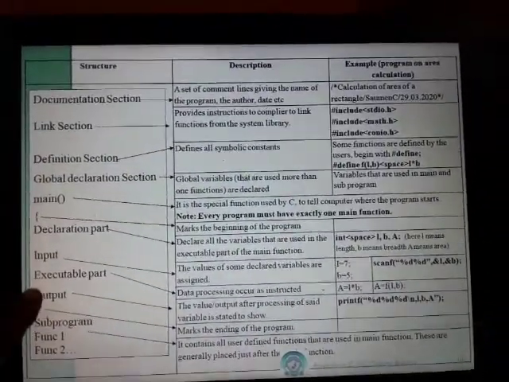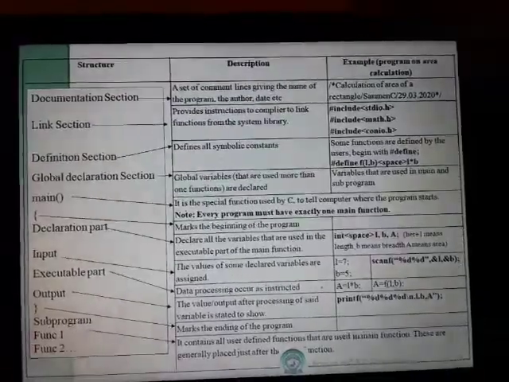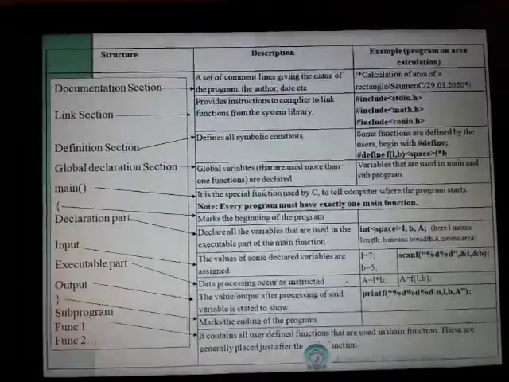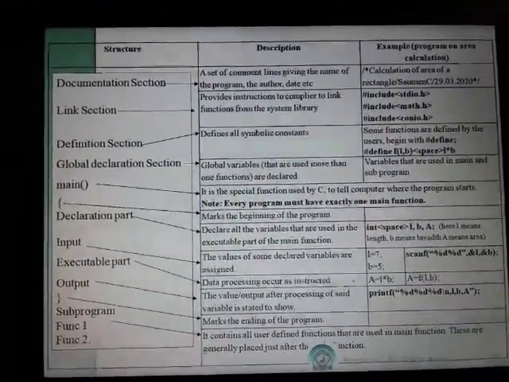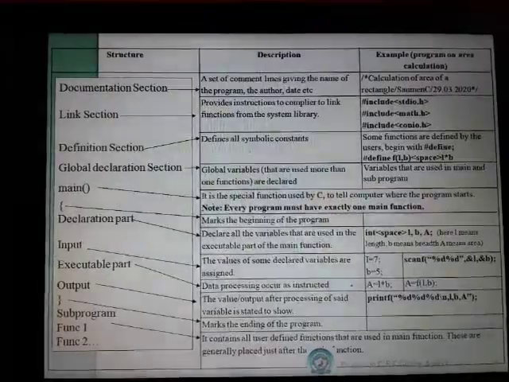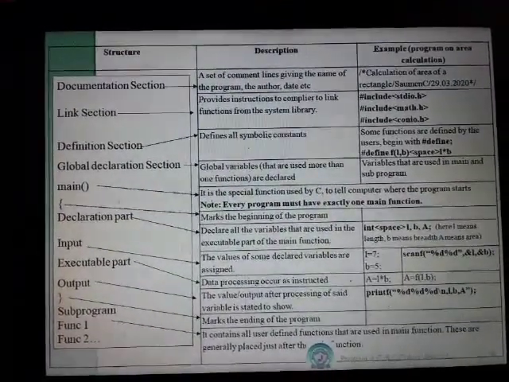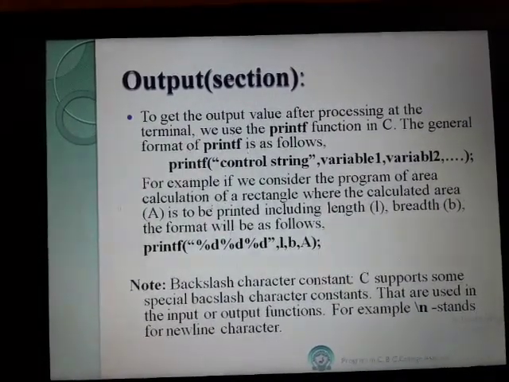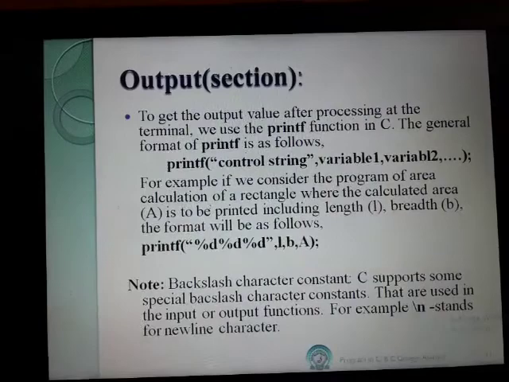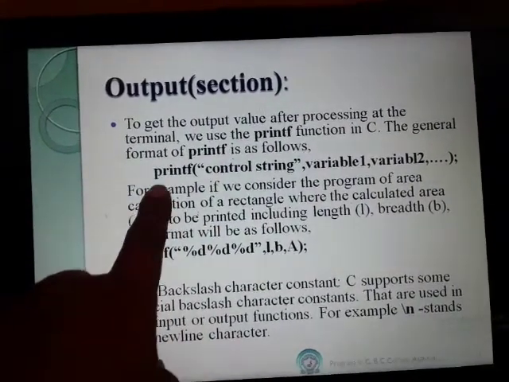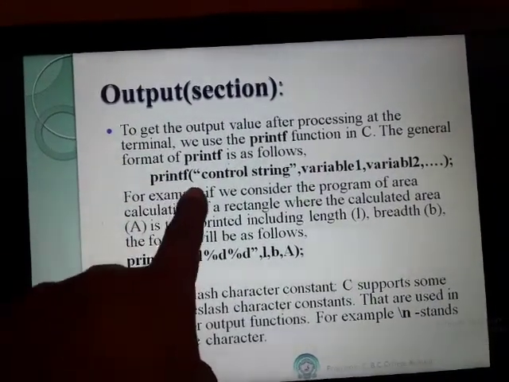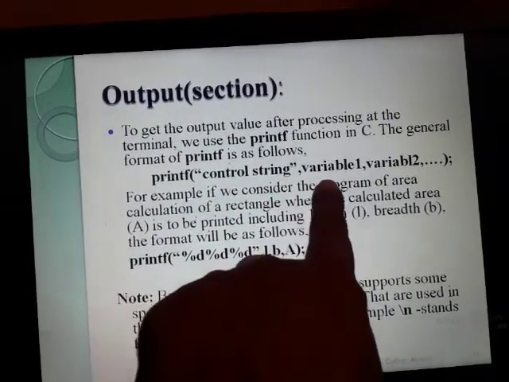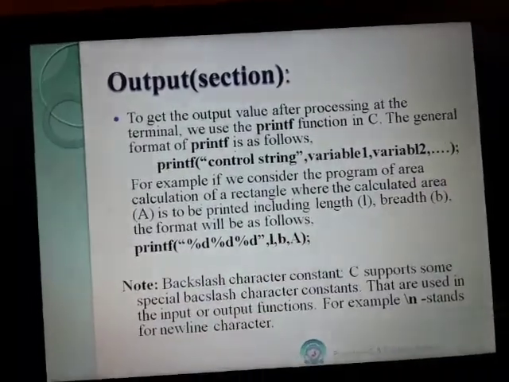Next, we have the executable part, where the process of arithmetic or logical manipulation is done. Then the processed data will be displayed in the output section. To display output, we use the printf option. The format is nearly the same as that of scanf. That is, printf within first bracket there will be a control string followed by variable 1, variable 2, etc.